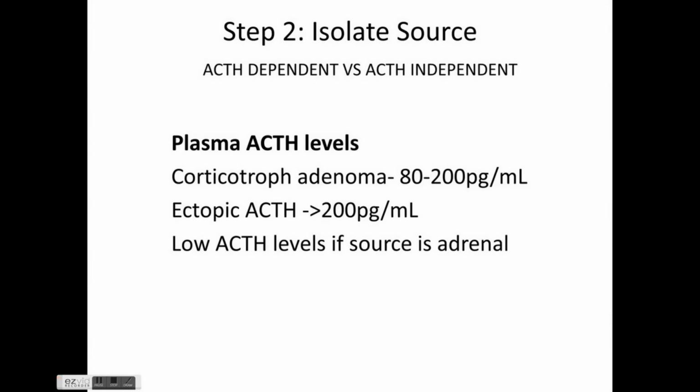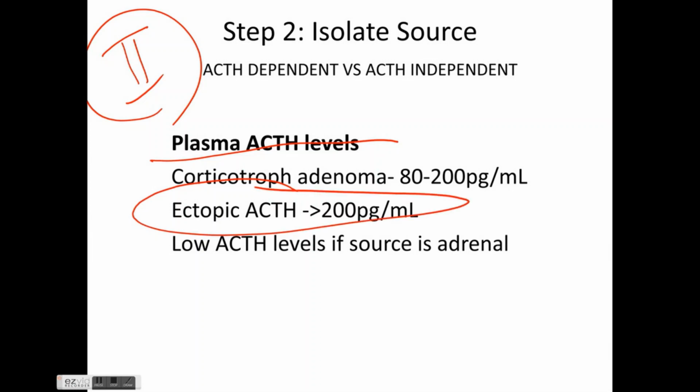Now, once we have established hypercortisolism, the second step is to find out whether it is ACTH dependent or ACTH independent. For that, we have a simple test of plasma ACTH levels. As I had talked about in the previous slide, maximum ACTH is seen in ectopic ACTH secreting adenomas, such as the small cell carcinoma or the carcinoid tumors. The range is more than 200 picogram per ml. For the corticotroph adenomas, which are seen in the pituitary gland, the ACTH level is normally 80 to 200 picogram per ml. And if the source is adrenal, the ACTH level is decreased.